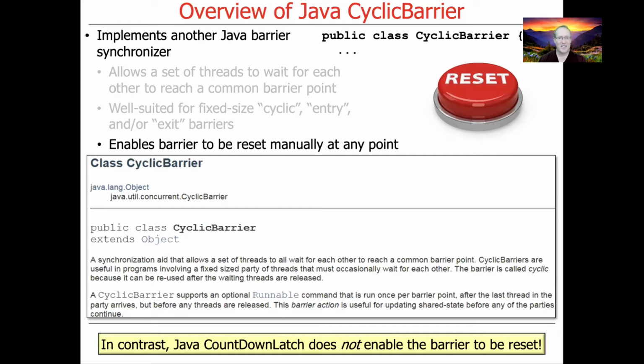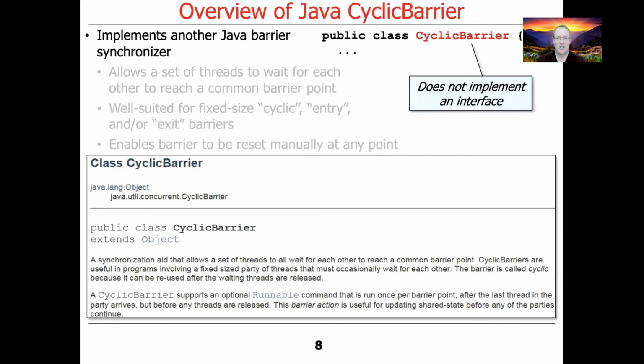In contrast, the Java countdown latch that we talked about last time does not enable the barrier to be reset. Basically, you just wait till you count down. Java countdown latches are one-shot entities as opposed to cyclic entities.